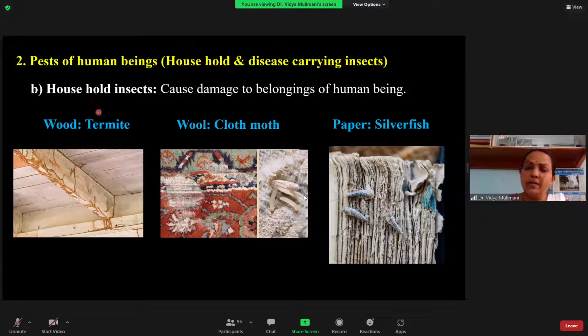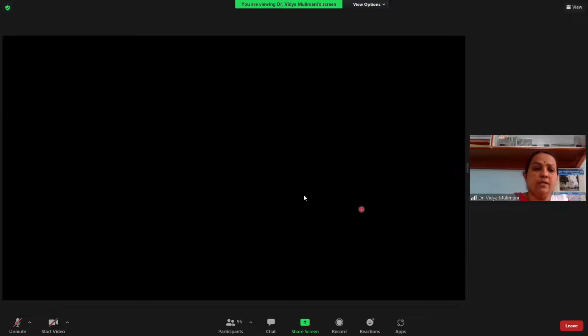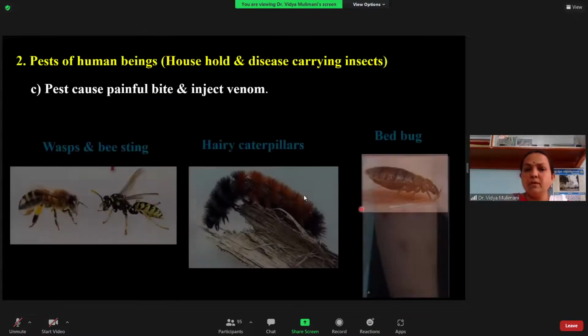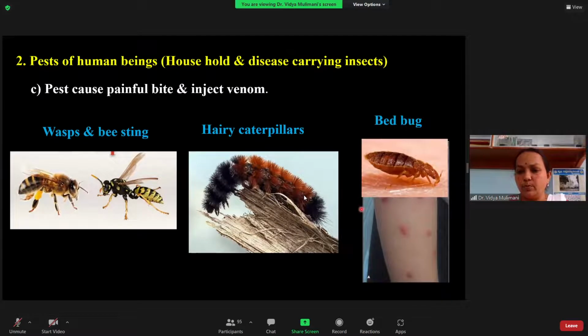So medical entomology is different, meaning it includes the disease-carrying insects. Here you have the household insects that cause damage to any material which belongs to human beings. So the next category you have is the pest that causes a painful bite and injects venom.